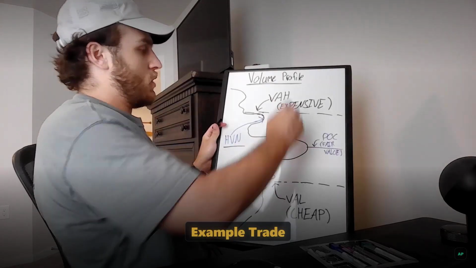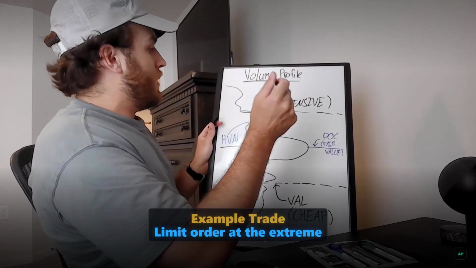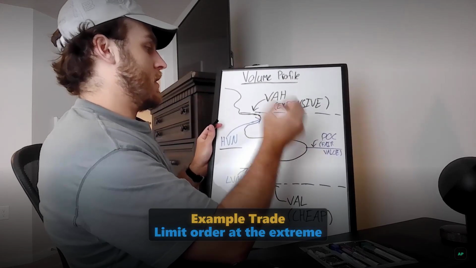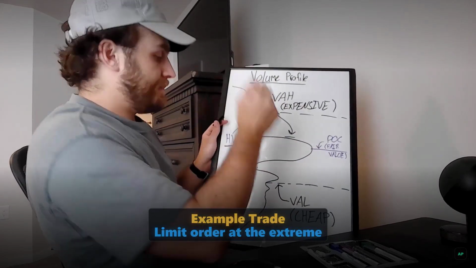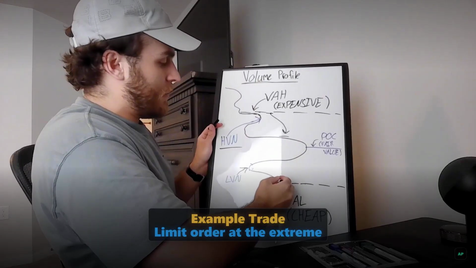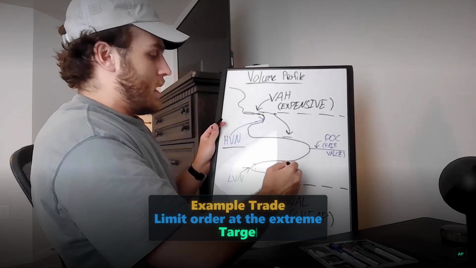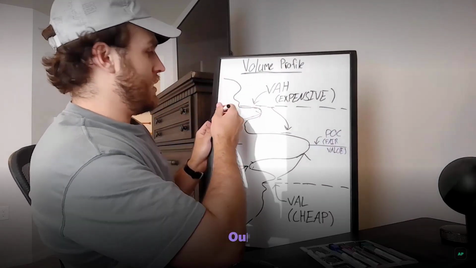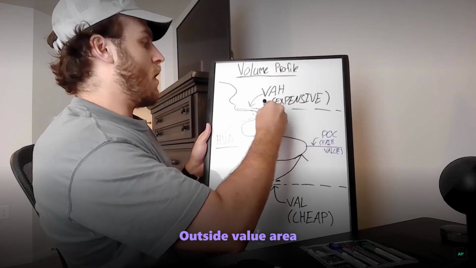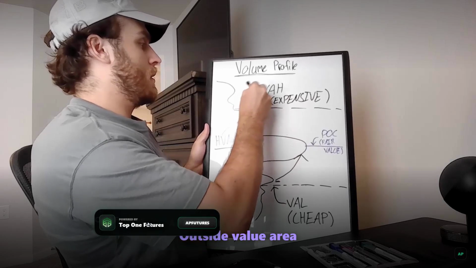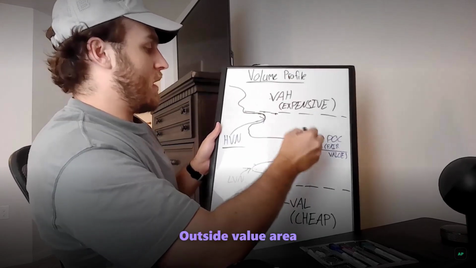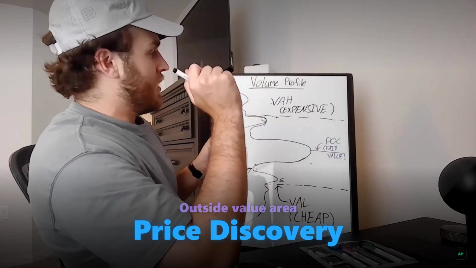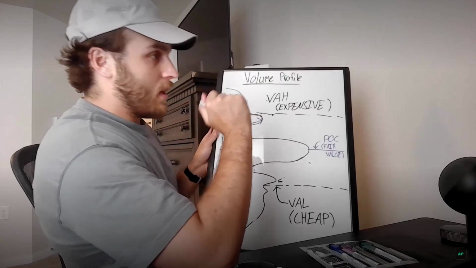If we are ranging back and forth here, we would look to place a limit order here, send the TP to right here and get out. I like to risk just a 1-to-1. And if we're to go down here, I put a limit order right around here and have my TP right back at POC. Now, if you see volume start to accumulate outside of value area high or value area low, that is what we consider price discovery.